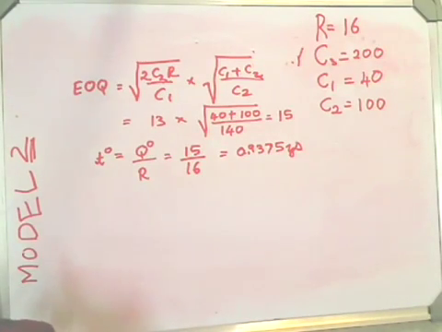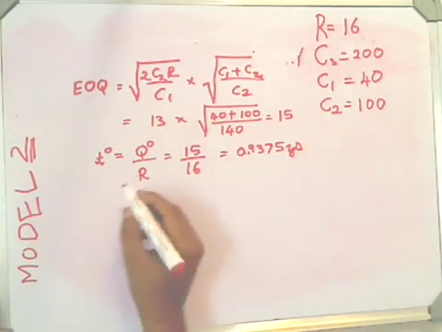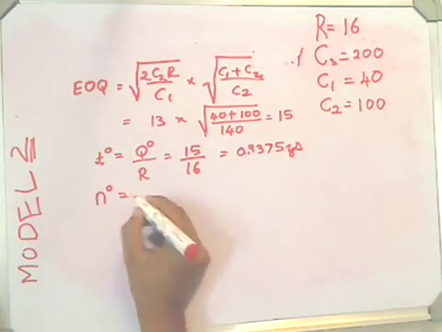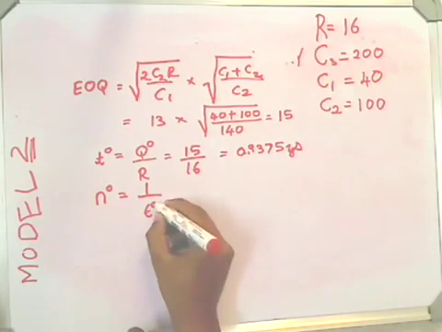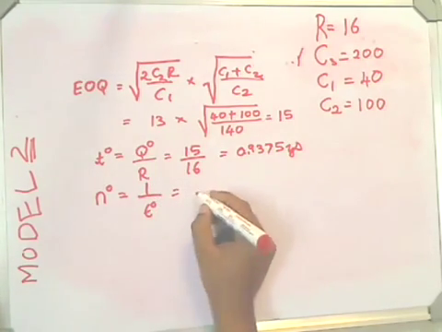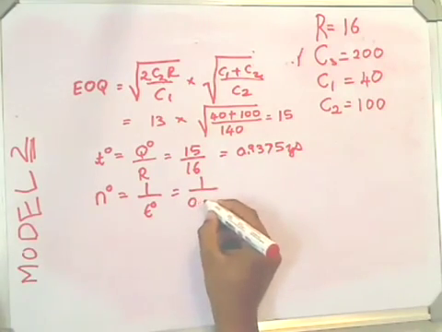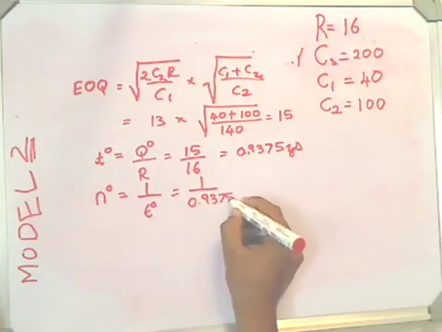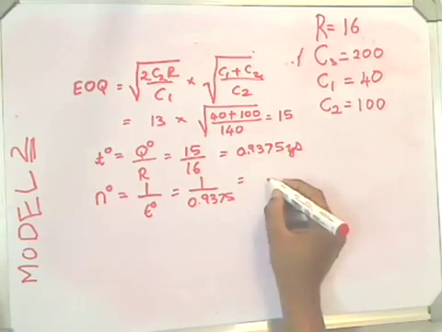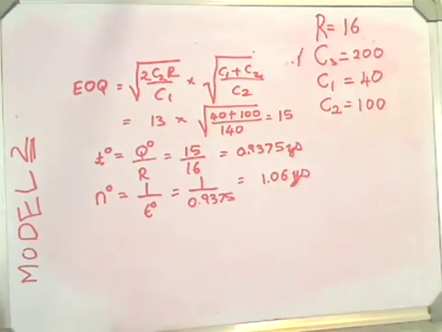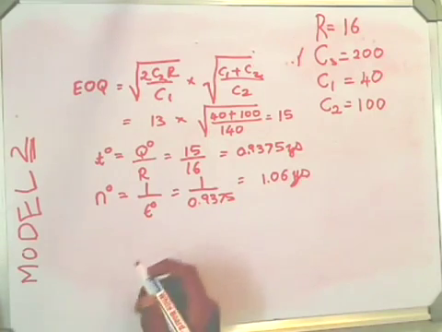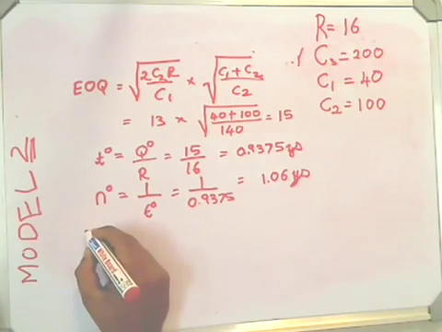And then frequency of replenishment. Now this is given as N naught. N naught would be equal to 1 divided by T naught, which is 1 divided by 0.9375. And this should give me 1.06 years. And now coming to the other ones that get a little bit lengthier, the minimum average cost.